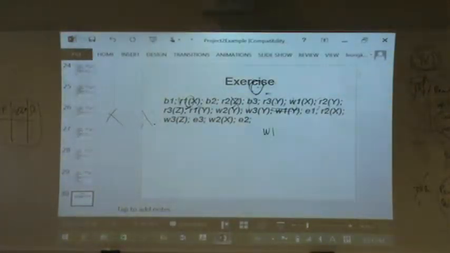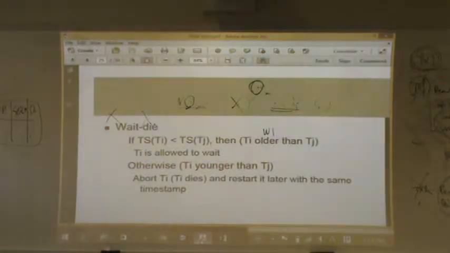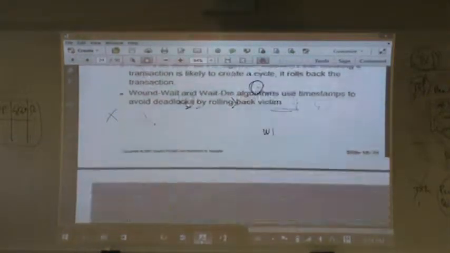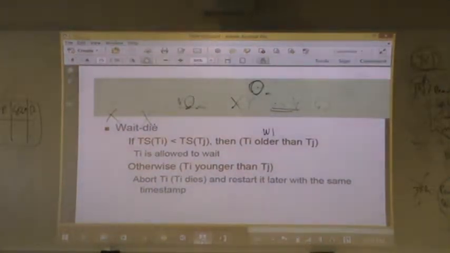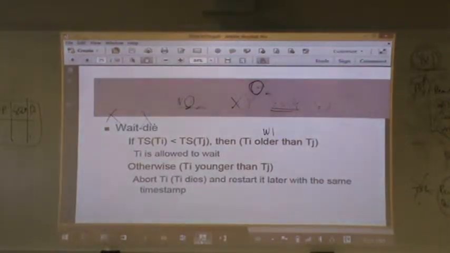I think I may have the mistake. If TI is older than TJ, then TI is allowed to wait. TI is younger than.